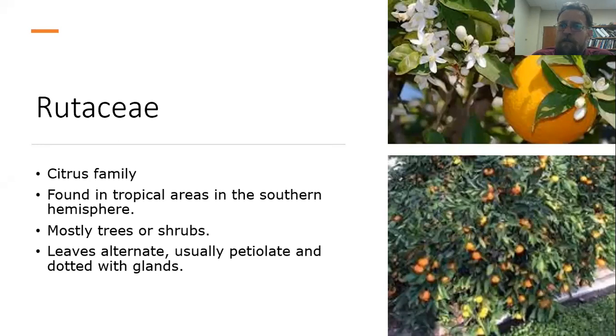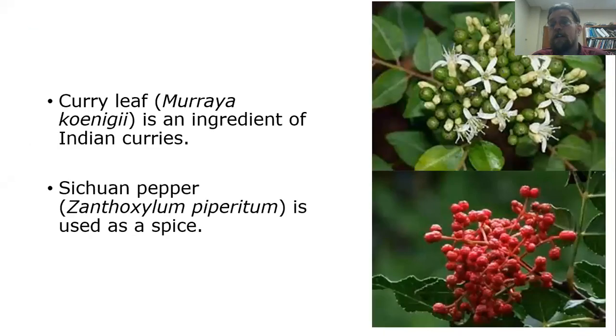These tend to be tropical plants, mostly trees and shrubs. Leaves are alternate. If you're familiar with the flowers from common citrus trees, some other interesting plants that are members of the Rutaceae, so related to citrus. One I really, or two I really enjoy, is the curry leaf tree. It is, of course, a very important ingredient in Indian curries.